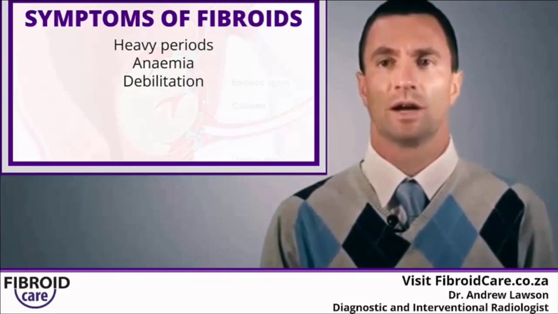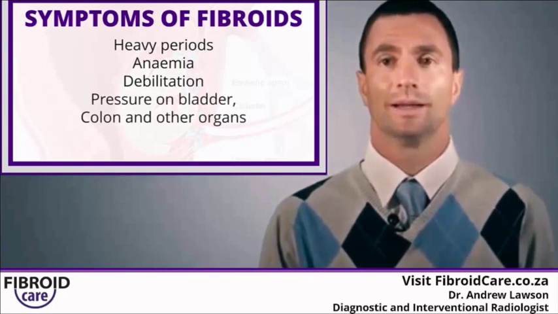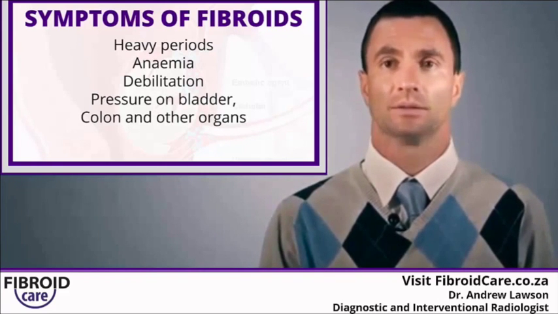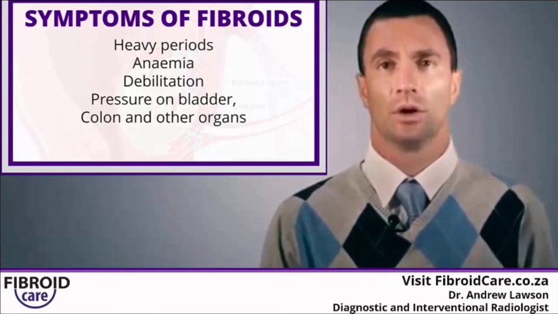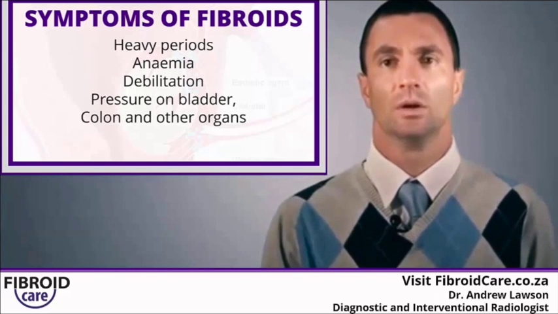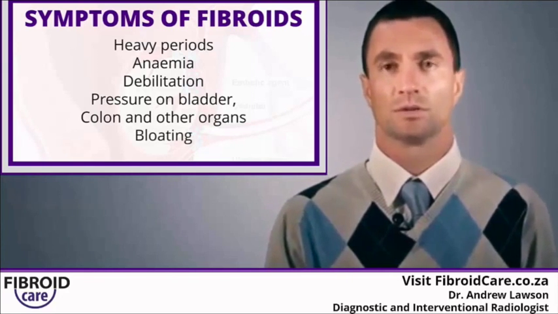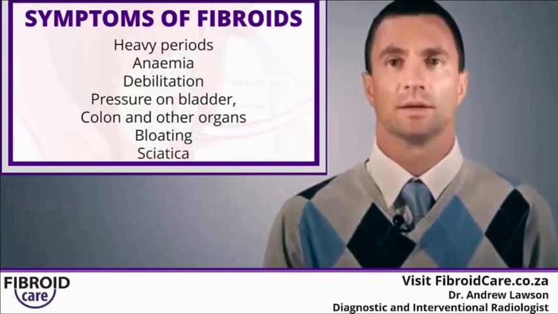symptoms by virtue of the fact that fibroids grow and get larger and press on adjacent organs, such as the bladder, causing frequency of urination, the colon, causing constipation, or they can stem the abdomen, causing an unsightly lump in the lower abdomen and generally cause a sensation of bloating. Sometimes they can press on spinal nerves and cause sciatica.